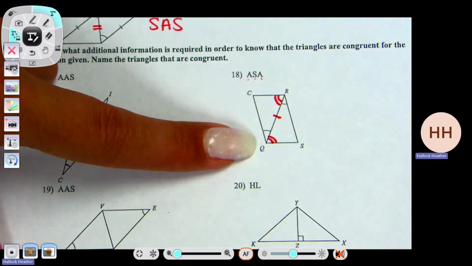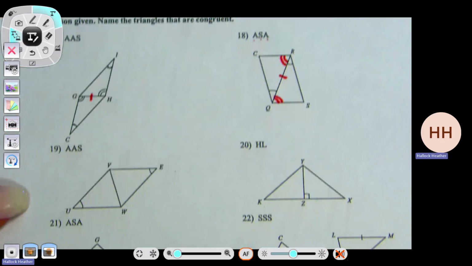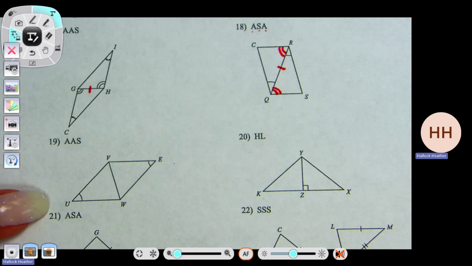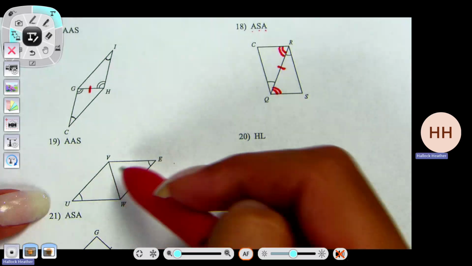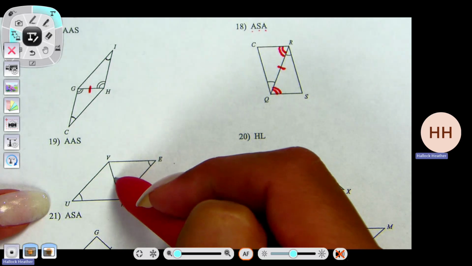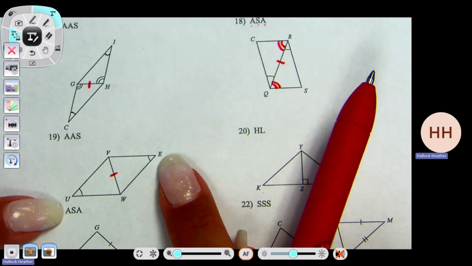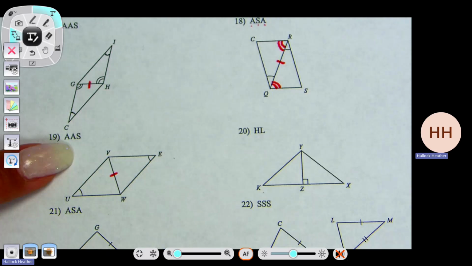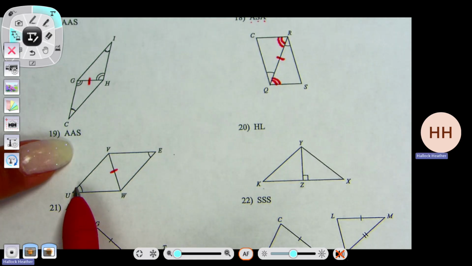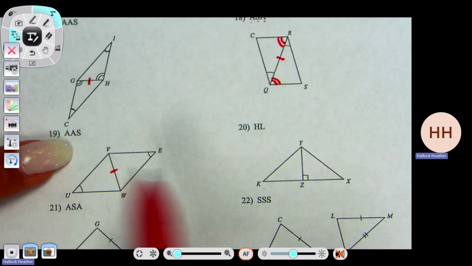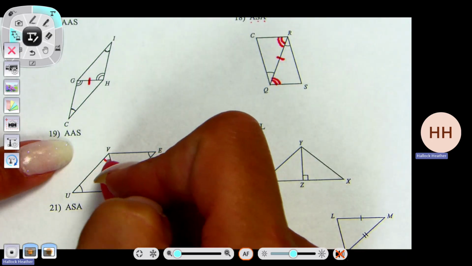So we're adding to the picture. So 19 automatically, what can I add? A line, because VW matches WV because reflexive. I also know U and E. I want angle, side. Technically it doesn't matter for this one. It does not matter because you could go left to make angle, side, or you could go right to make angle, side. So I'm going to put my angle up here just because.